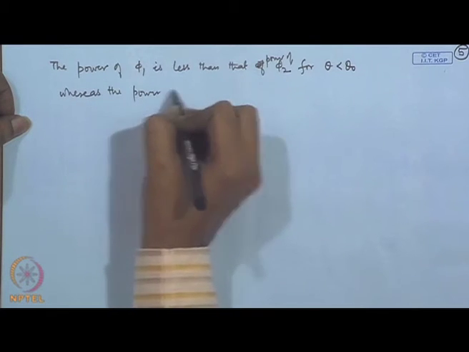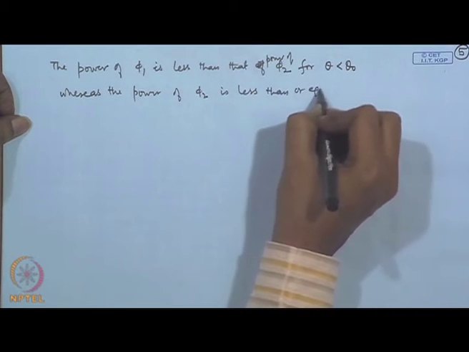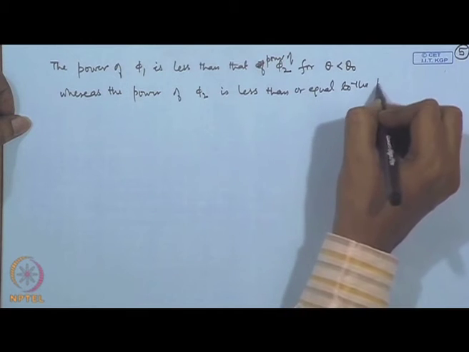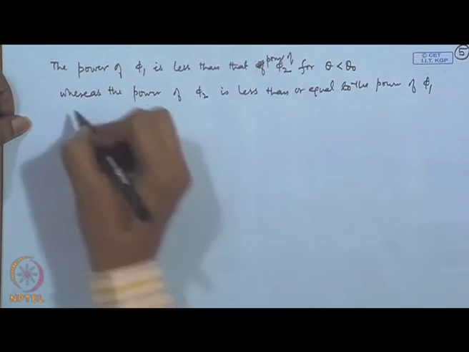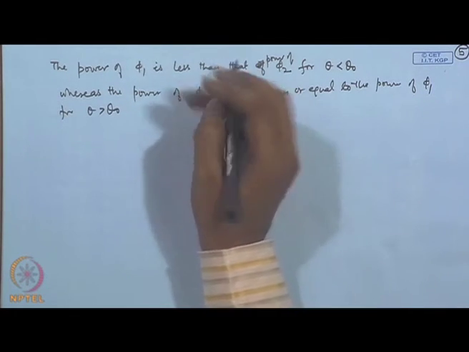And if I consider the power of phi 2, that is less than or equal to the power of phi 1 for theta greater than theta naught. Note here, what we are claiming is that for one sided testing problems phi 1 and phi 2 both are UMP, but in the other region they have the power lower than the other one. That means phi 1 is UMP for theta less than or equal to theta naught. So, for theta greater than or equal to theta naught, phi 2 is UMP.